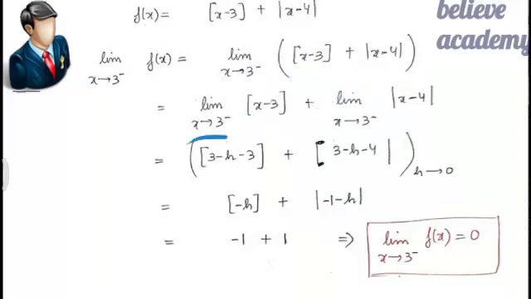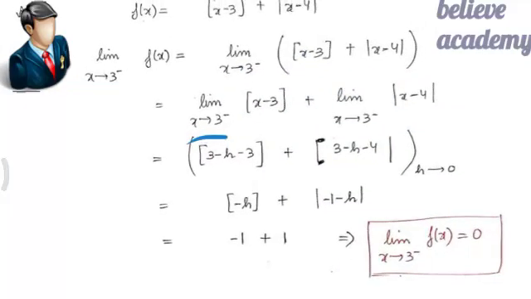So we get limit x tends to 3 minus greatest integer of x minus 3 plus limit x tends to 3 minus of modulus of x minus 4. So now substituting the values, we get 3 minus h, because 3 minus means 3 minus h minus 3, greatest integer, plus we get modulus of 3 minus h minus 4. So cancel this, we get the value as greatest integer of minus h plus modulus of minus 1 minus h for h tends to 0.